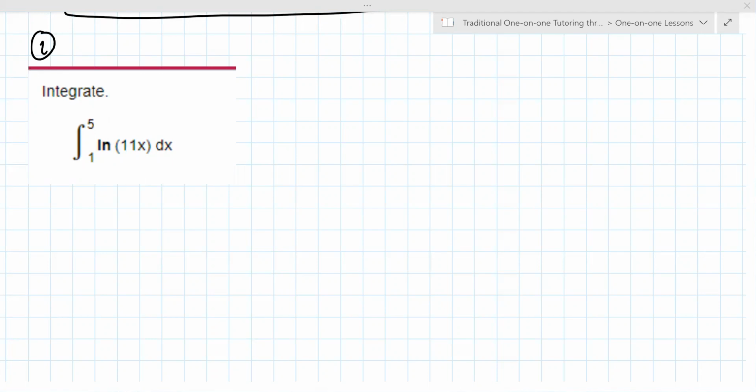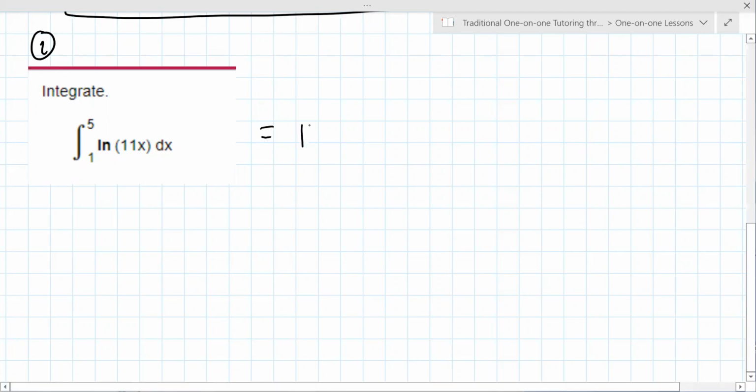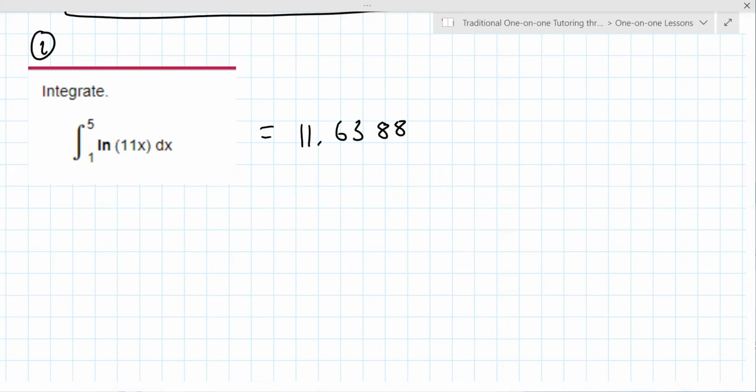Okay, so the answer to this one, once I throw it in the calculator and then I did it by hand as well, 639, no, 4 decimal places, sorry, 6388.88 like that. Okay, perfect.